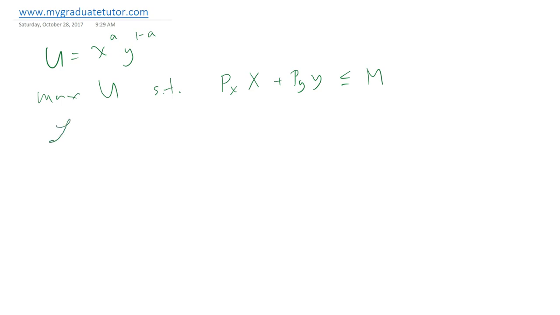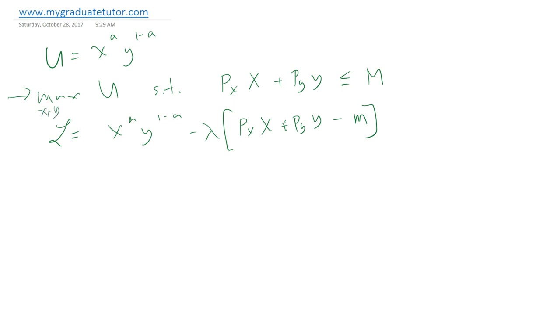So from the Lagrange multiplier, we say it's going to be x to the a, y raised to 1 minus a, minus lambda times (px times x plus py times y minus m). Right here, px and py are the price of x and price of y respectively, and the consumer solves this problem. He wants to maximize u by choosing x and y.